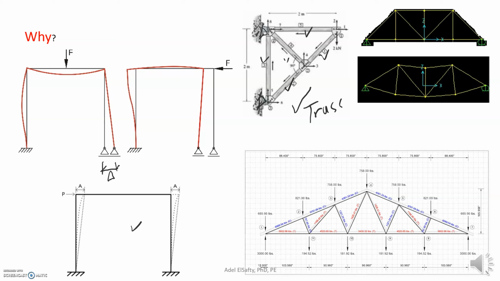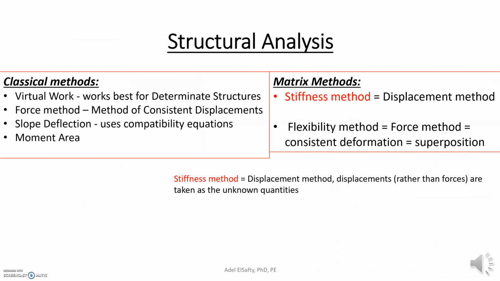I need to summarize to you again the differences between the two matrix methods that we talk about, which are the stiffness method, which is the one that we're going to be using, which is the displacement method, and the flexibility method, the one that we're not going to be using, but it's using forces.